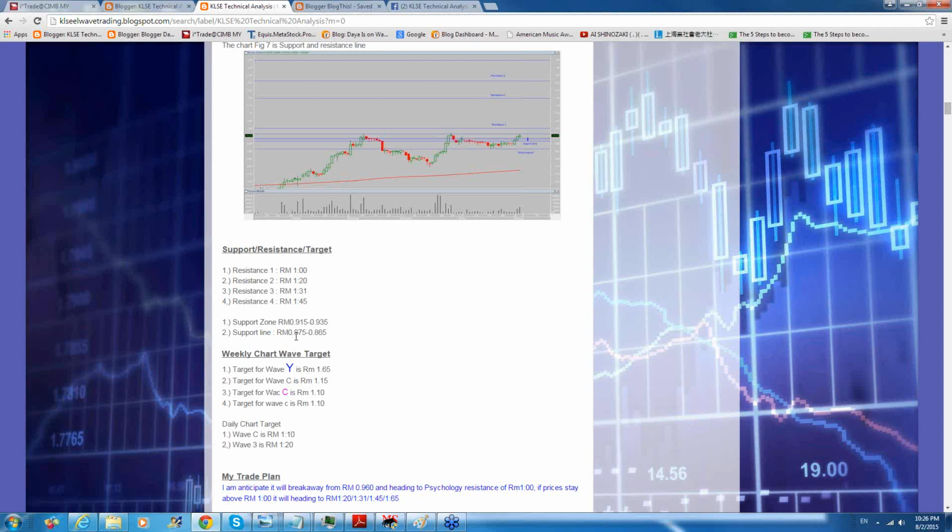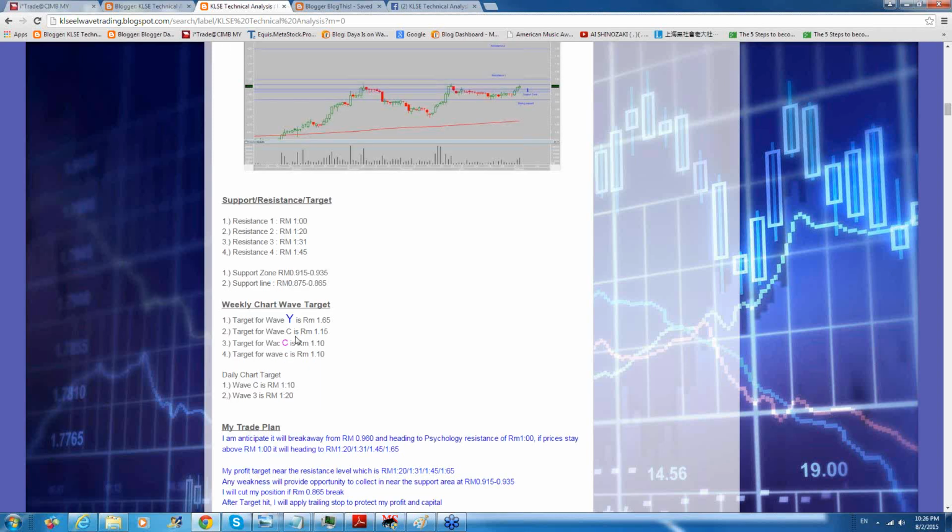So my trade plan, let's say the stock shows some weakness and drops below this area, which is 91 to 93.5. That is an opportunity for me to collect more, so I will do the collection here. Of course, I'm not a big trader. Probably add another couple of lots, I'm happy with that.